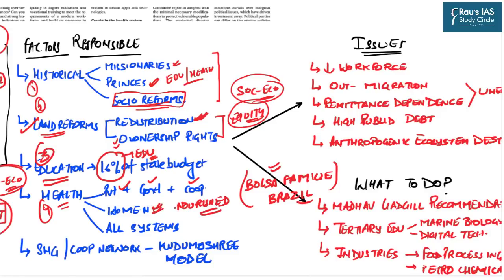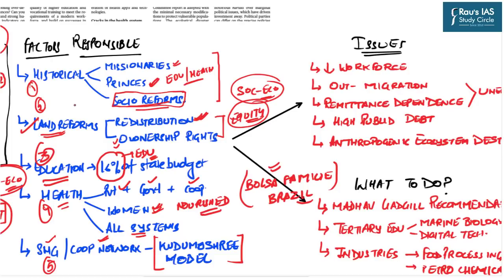Further, all the systems of medicine, that is the Ayurveda, Unani, allopathy, naturopathy, etc., all systems work in tandem in Kerala, and an integrated system of health infrastructure is established in Kerala. The last but not the least factor is the strong presence of self help groups and the cooperative network in Kerala. For example, Kudumbashree model. Now, this is a very famous model, you must all be aware about it. So, these are the factors responsible for the rise in the social development of the state of Kerala.